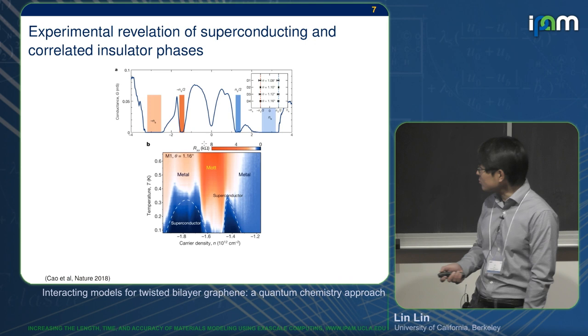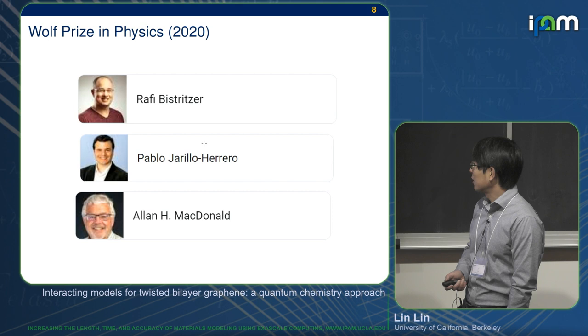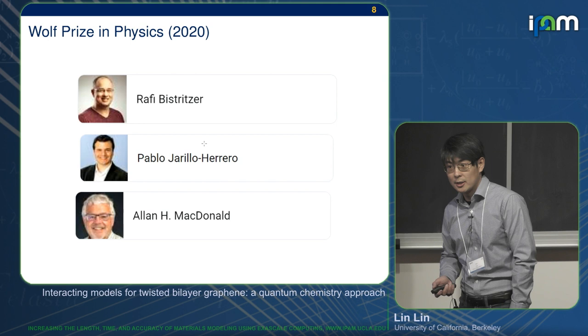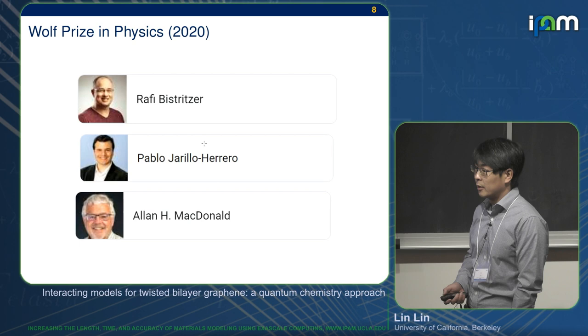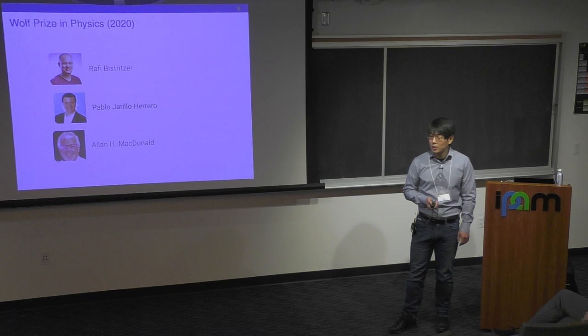The experiment was done in 2018. In 2020, Bistritzer-MacDonald and also Jarillo-Herrero, who is behind the experimental results, were awarded the Wolf Prize in physics, which is pretty quick. It's a very, very hot field in condensed matter physics, where indeed a lot of people are trying to understand the nature behind the superconducting and the correlated insulator phases.